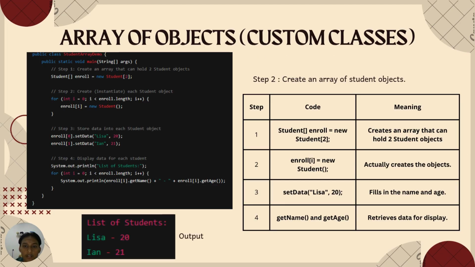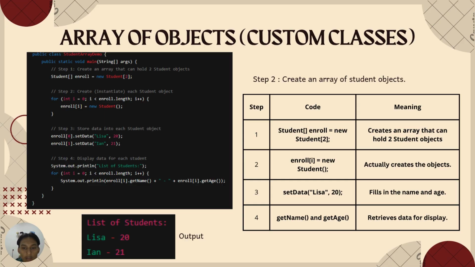Okay, so the next slide is step 2, create an array of Student objects. So the code will be Student square bracket enroll equal to new Student[2] and end with a semicolon. So it means create an array that can hold two Student objects. In the brackets, 2 means I put two Student objects. Then enroll[i] equal to new Student(). Actually, this means to create the objects.